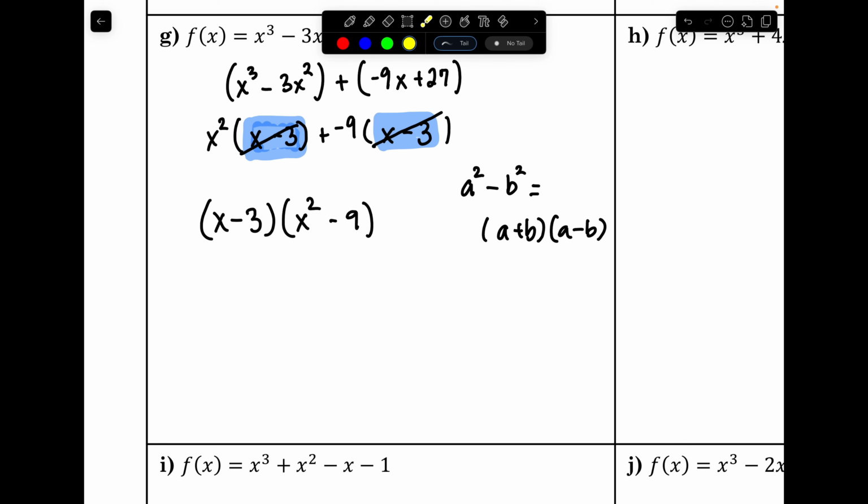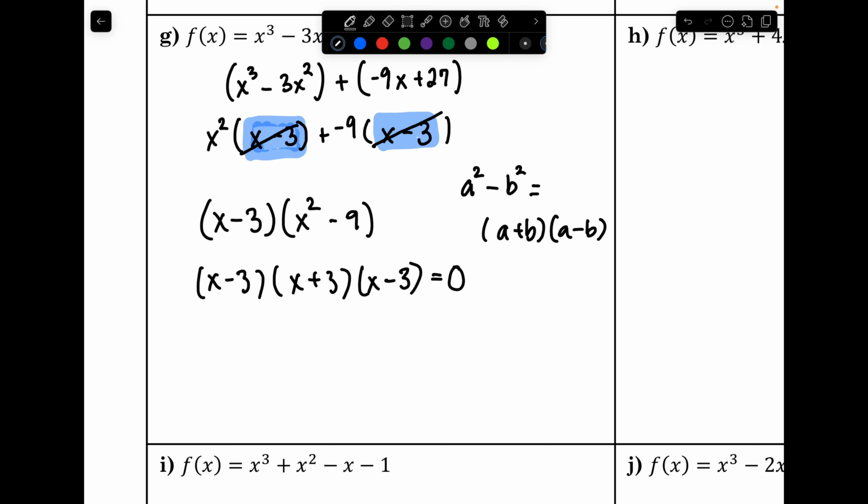Again, the difference of squares. So here, that's exactly what we have. 9 is 3 to the second power. So if I take the square root of x squared and the square root of 9, I break that apart and create x plus 3 and x minus 3. And the reason we're doing all of this is to figure out what's going to make this equal to 0.